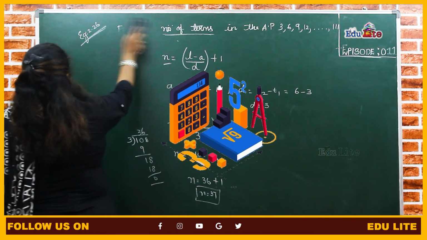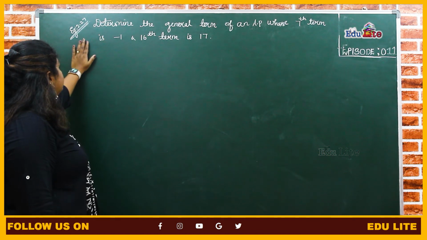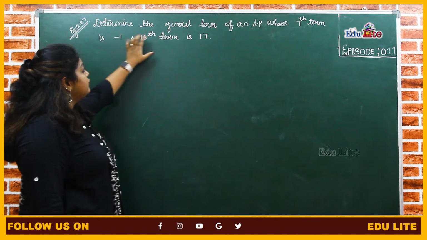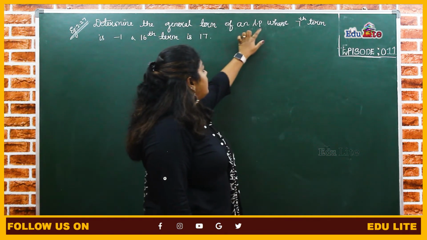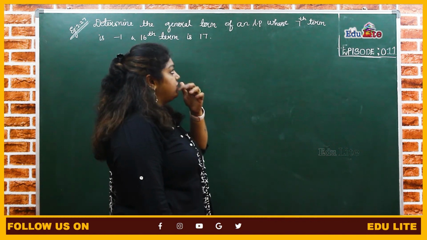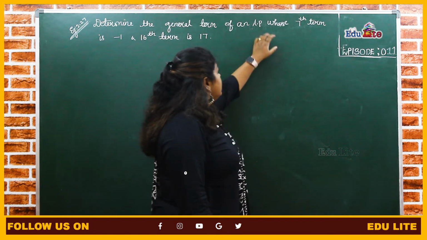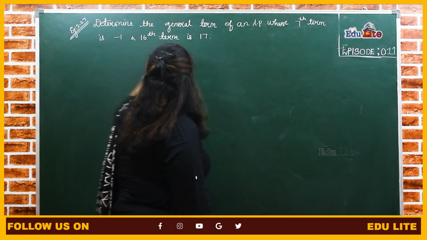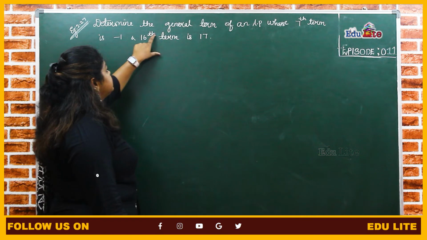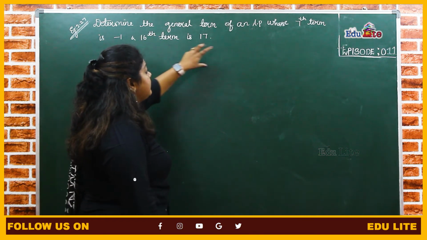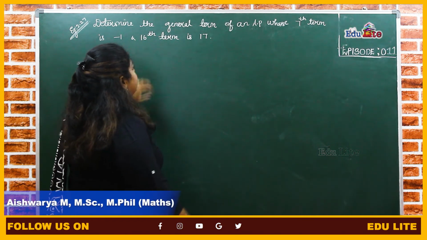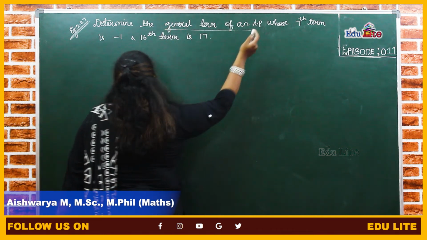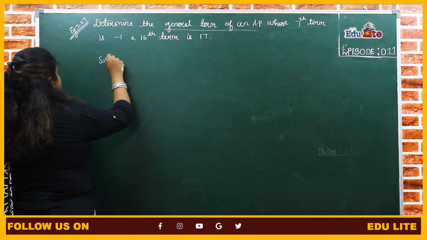Next is example 2.27. In this we have to find the general term of an AP. The general term means we have to find the Tn value. To find Tn, we are given two things. One is the 7th term is minus 1 and the 16th term is 17. With the help of these two hints, we can find the general term of an AP. Let us see how to do that.